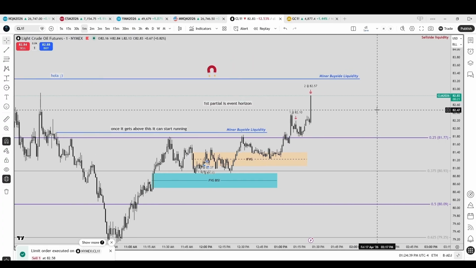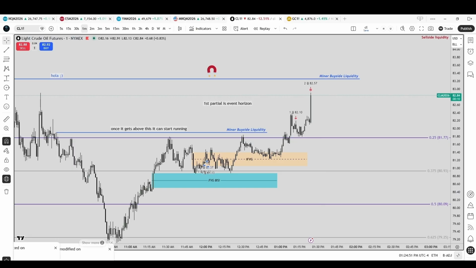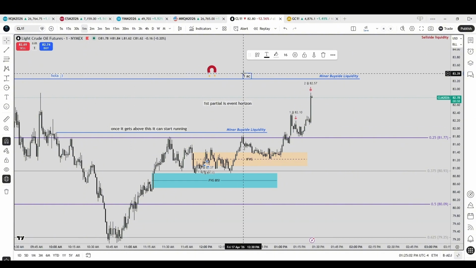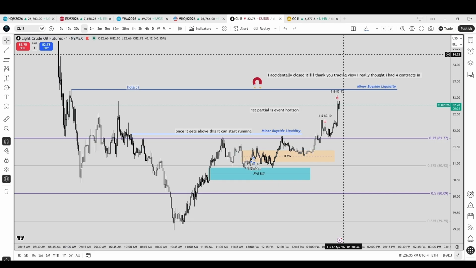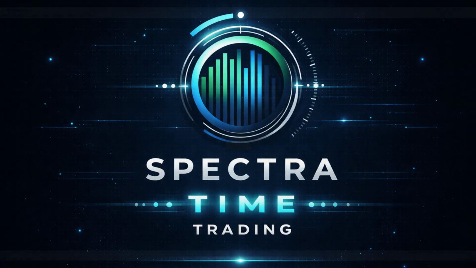I wanted to remove the sell limit and just press sell, but I couldn't manage to do it in time. We were still looking for that to get touched, and yeah, that's basically it. So I'm thanking TradingView for how it acts, not as fast. And to be honest with you, I really thought I had 4 contracts too, so I wasn't that worried. But once I realized it wasn't 4 contracts, I just got stopped.